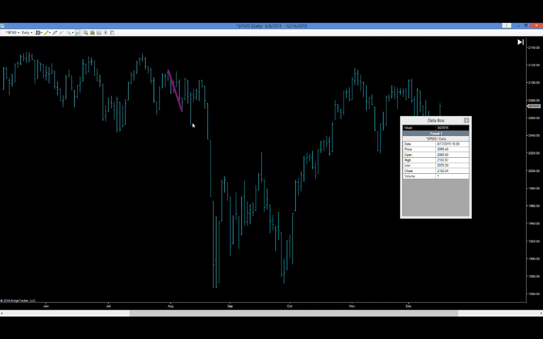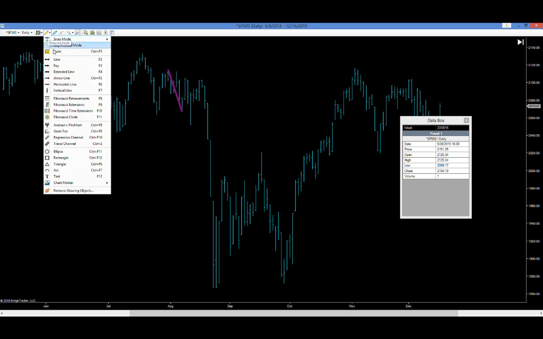I'll explain to you why we're not going to take this one down here in a minute. Okay, from an August 7th low, we go to an August 14th high. Okay, now this is August 14th. This is our forecast date. This is August 17th right here. Okay, which means this is a Friday, this is a Monday. That's allowable. That happens all the time.